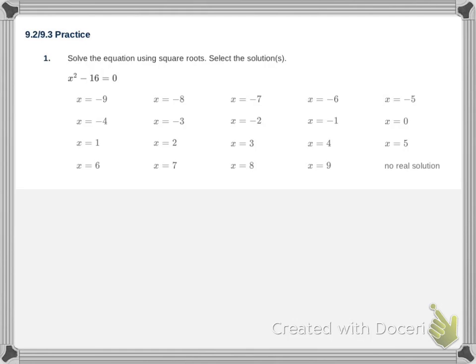Let's solve this equation using square roots. I just want to remind you of the perfect squares. 1 times 1 is 1, but simplifying the square root of 1 to 1 doesn't help. That one we never do because it doesn't simplify. It stays the same.